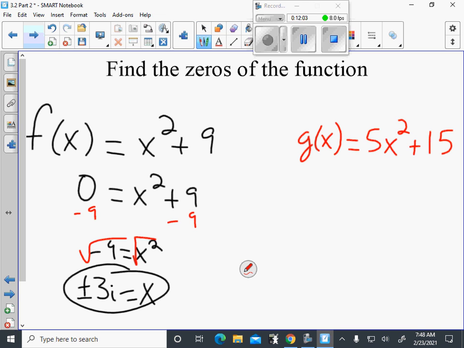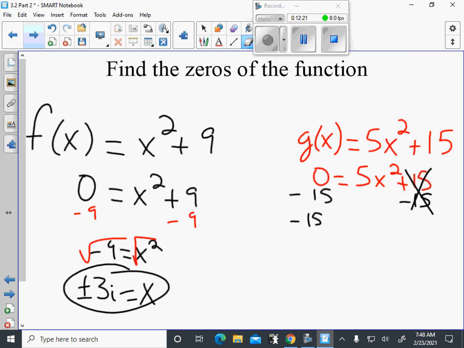And same with this one. Take g of x set equal to 0 equals 5x squared plus 15. Alright, now solve for x. We're going to subtract 15. We're left with negative 15. Oh, alright, in red. My apologies. Negative 15 equals 5x squared.